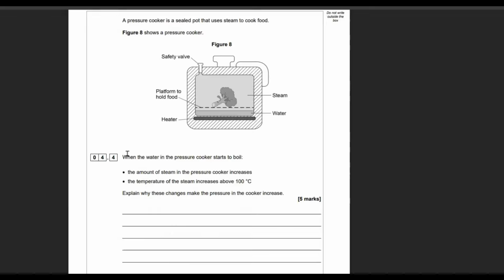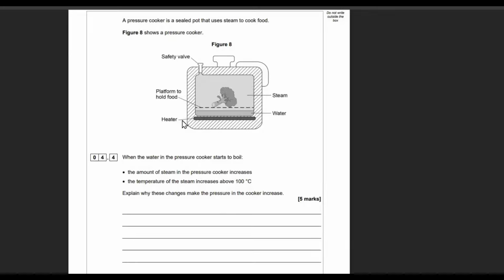Safety valve. When the water in the pressure cooker starts to boil, the amount of steam in the pressure cooker increases. The temperature of the steam increases above 100, so it's superheated above 100 degrees. Explain why these changes make the pressure in the cooker increase. So why do we get an increase in the pressure? And it's worth 5 marks.